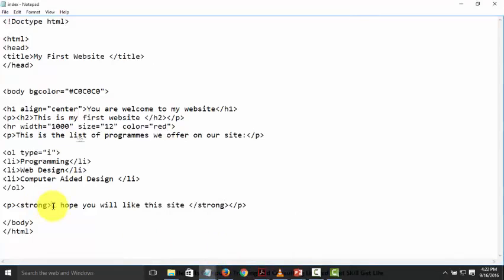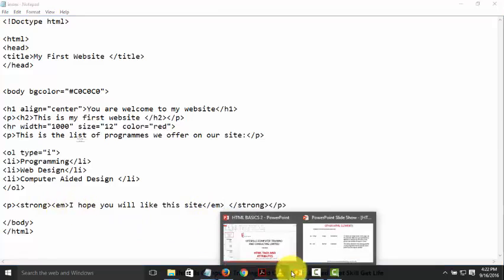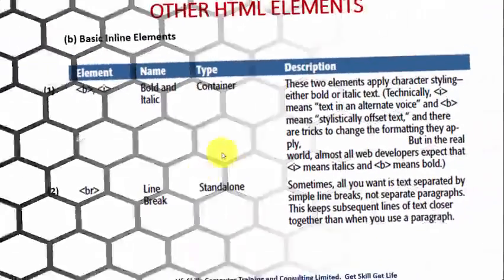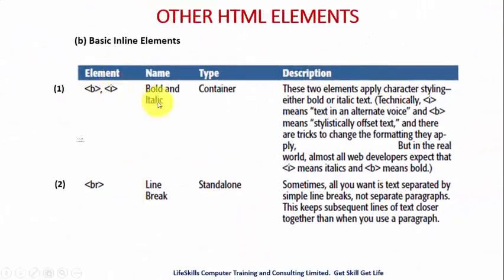Then there's another tag called emphasis. Emphasis tag. And don't forget, close it first. Emphasis means italicize. So it's the same thing as the I tag, italic. So either use bold and I, or use strong and EM. They are the same thing. Bold is the same thing as strong, and I is the same thing as EM.